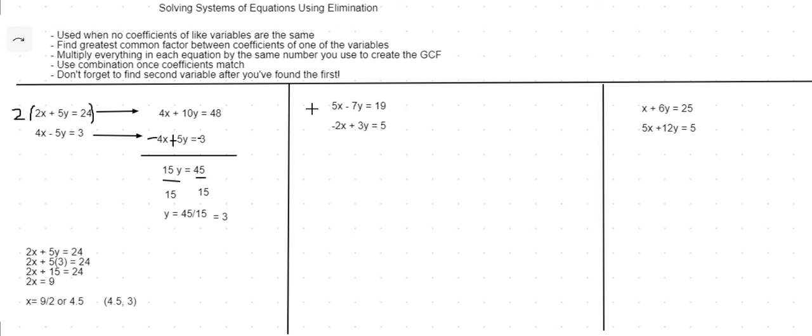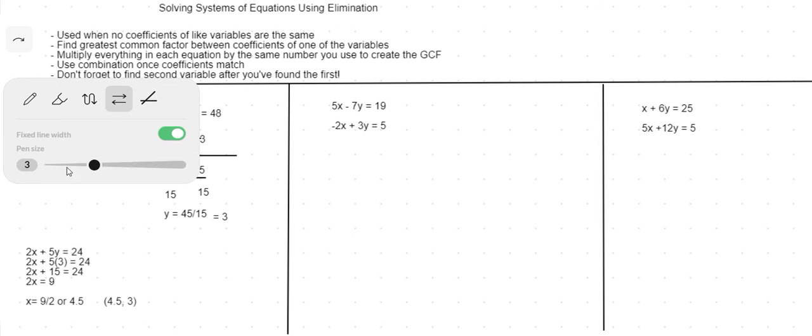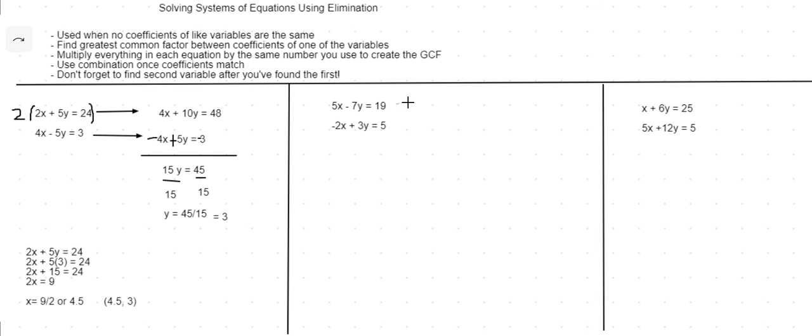That is a big fat arrow. Let's make sure our drawing arrow is smaller. That did not need to be like that. There we go.